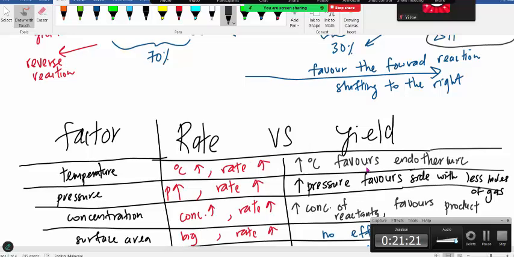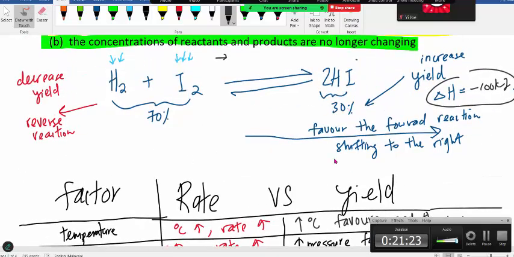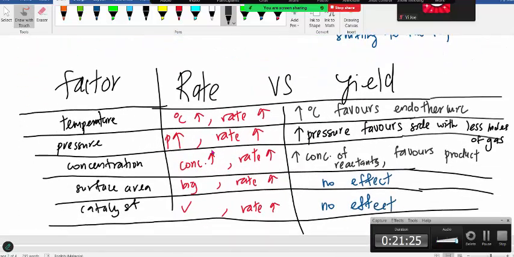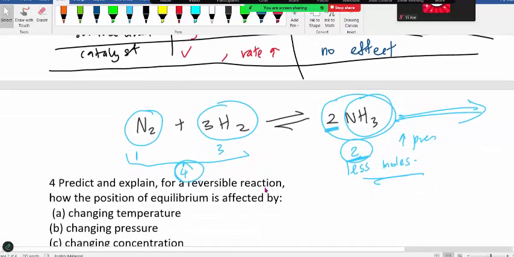Please write this down. Do you want to copy here, or no need? Just here. That one I will send you, but I want you to have this in your notes. Okay?